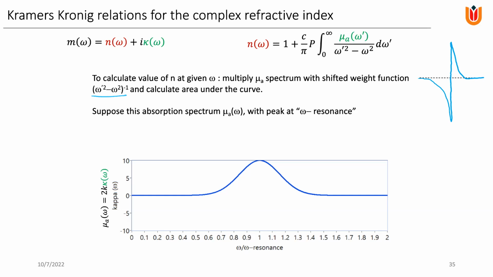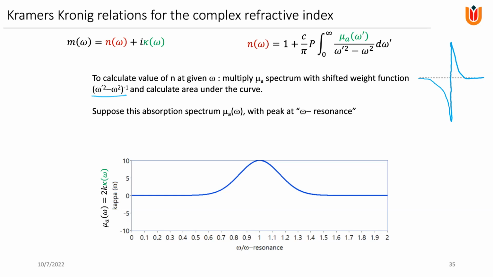What you see is that we have to multiply the spectrum with the function 1 over omega squared, which can be shifted. And then the integral tells us that we calculate the area under the product. So basically, for each frequency, we shift this omega squared function to that frequency and calculate the area under the product.